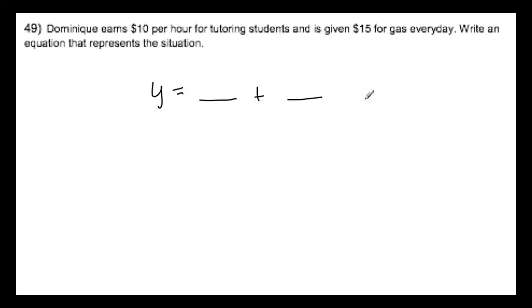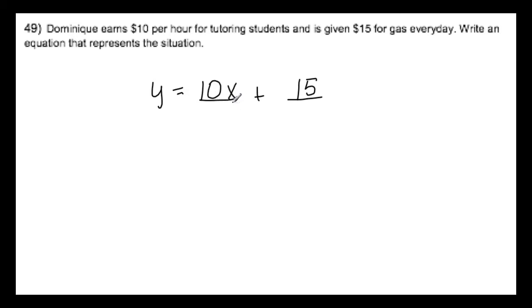So, what's happening over and over? She gets $10 per hour. She gets $15 for gas. So if we think of just one day for this equation, we know she's starting out with 15 bucks. That doesn't change. She doesn't even have to work to get that $15 for gas. But then she gets $10 per hour. So we know she's going to have 10 per something, and we're going to use X as our hours.